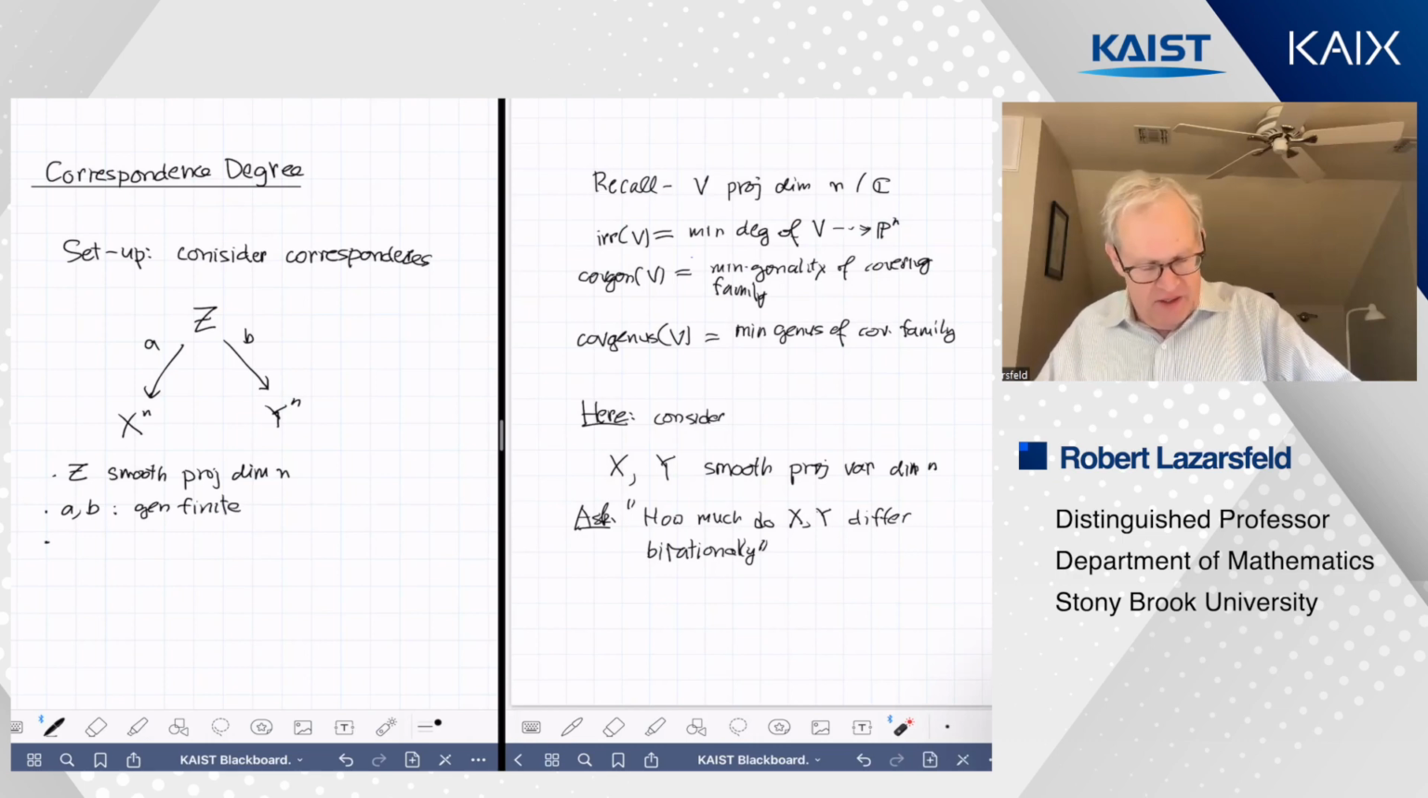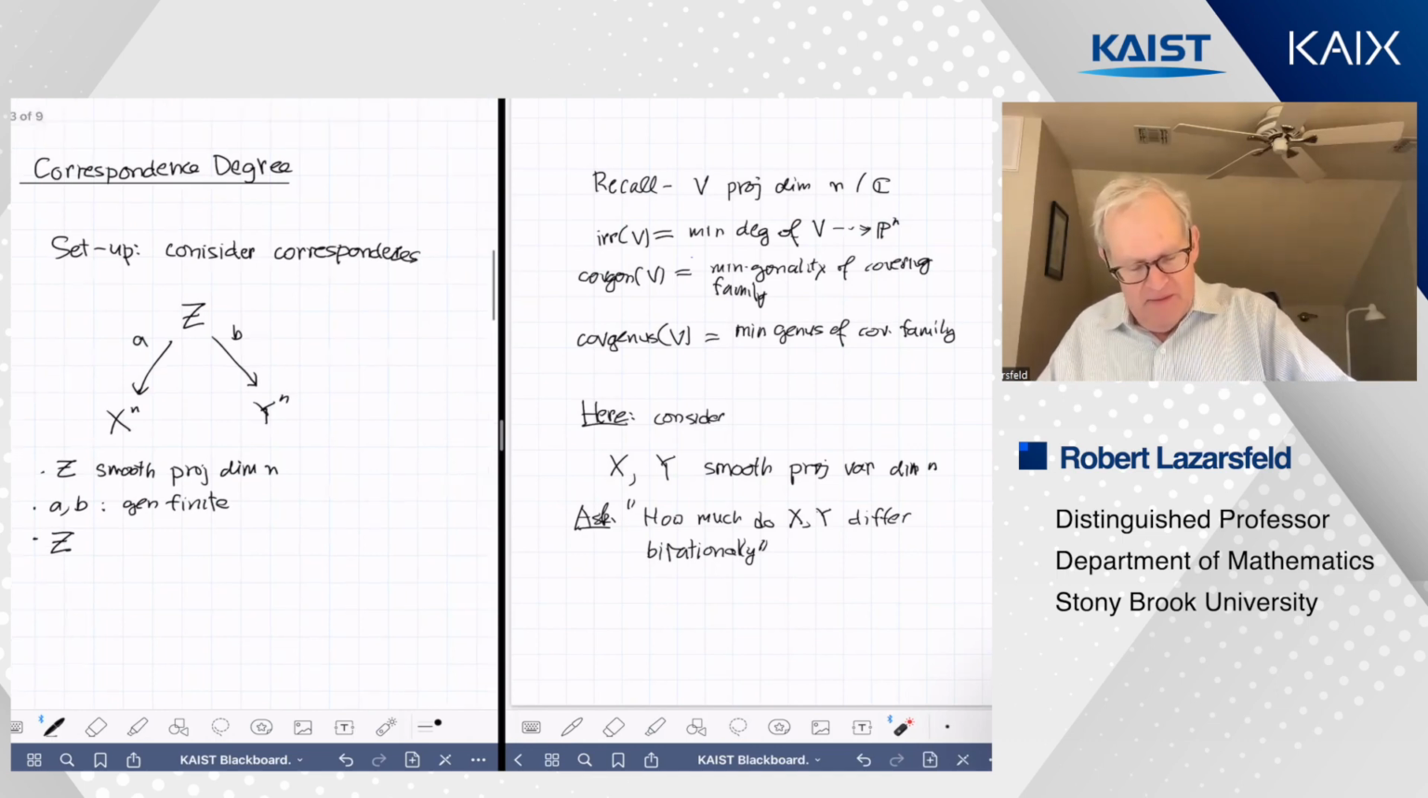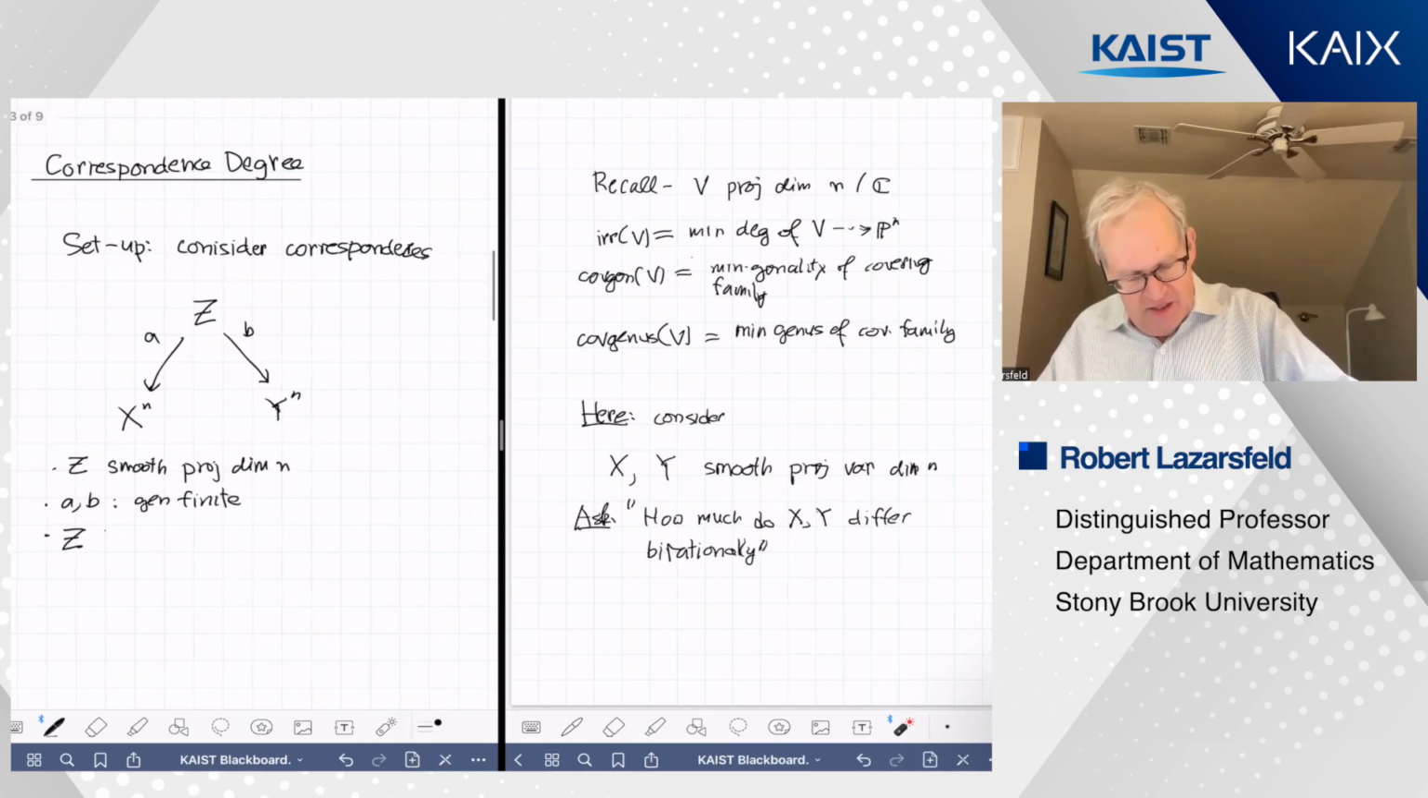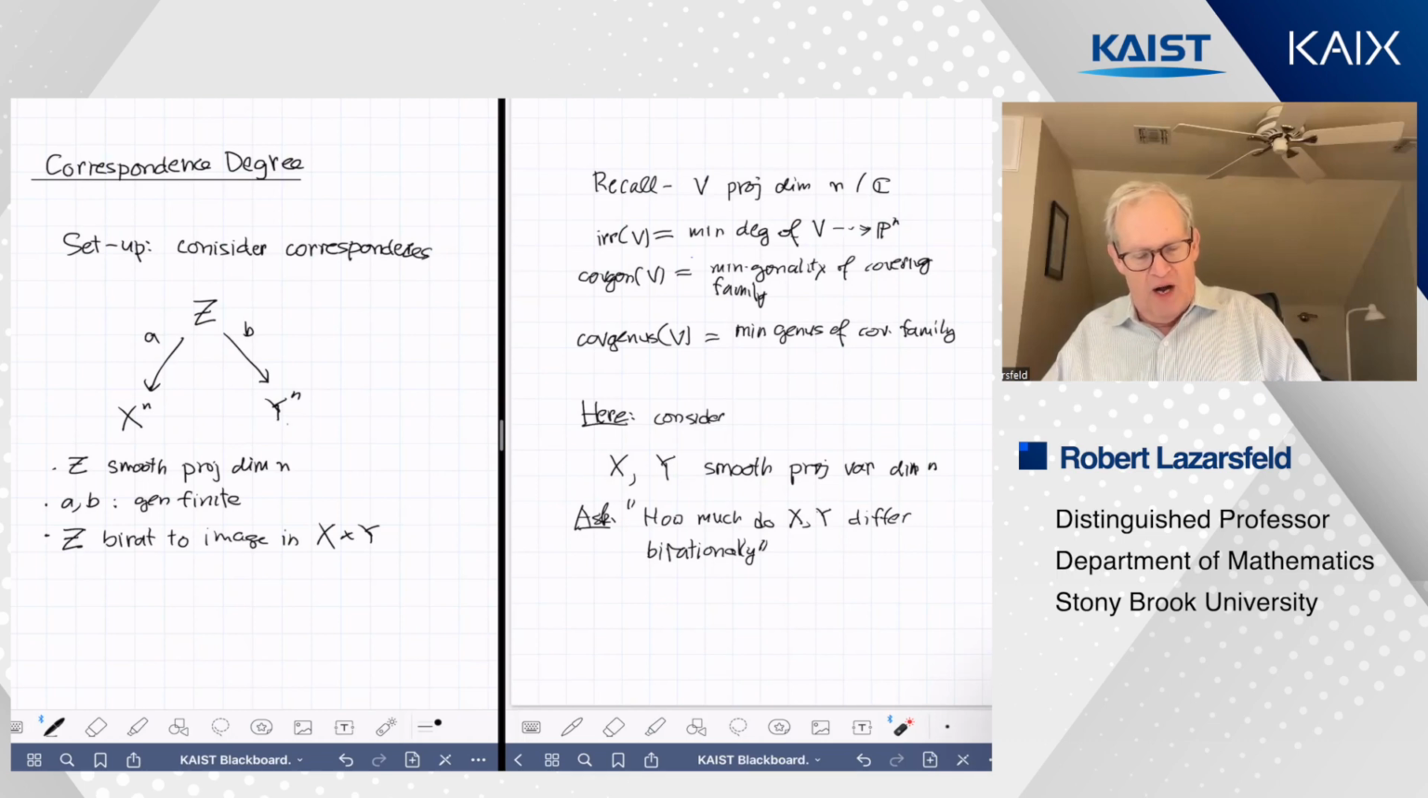Then there's a technical assumption that isn't really going to come up too much: I want to assume that Z maps birationally to its image in X cross Y. So Z should be birational to its image in X cross Y. That has the effect that B inverse of a general point in Y is a subset of X, and vice versa. This way, the fibers of the one map lie in the other variety.